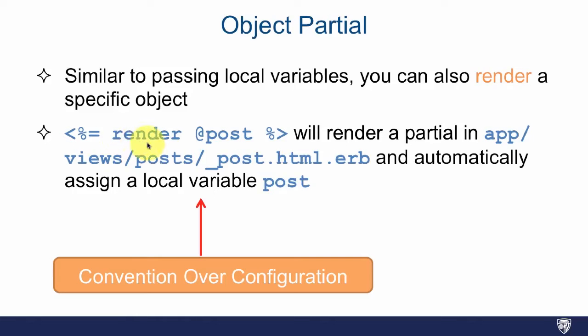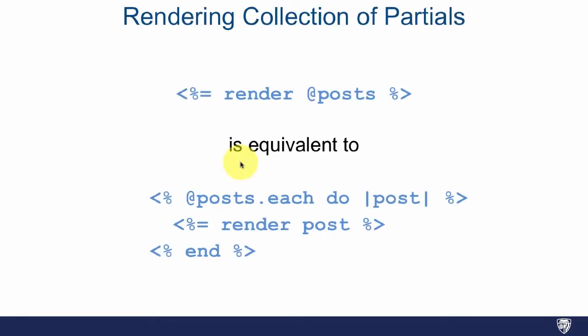It makes sense that if you're rendering a post, you should be able to have a post local variable inside the partial template. Not only that, you could also render a collection of partials. For example, you want to render a bunch of posts, a collection of post objects. That's the same thing as saying loop through each post, have a block parameter post, and then render each post partial and have a post as a local variable inside that partial.